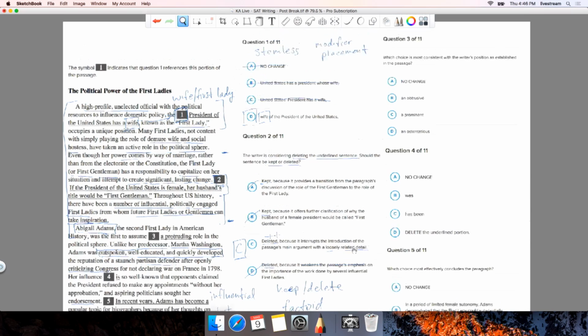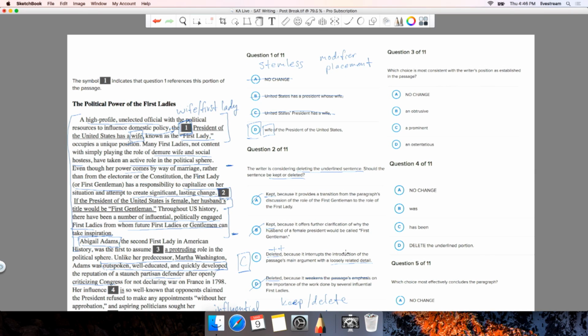Okay. Let's keep going then to question number 3. Which choice is most consistent with the writer's position as established in the passage? And so this is another one of those stemless questions. And so I'd look at question number 3 here.